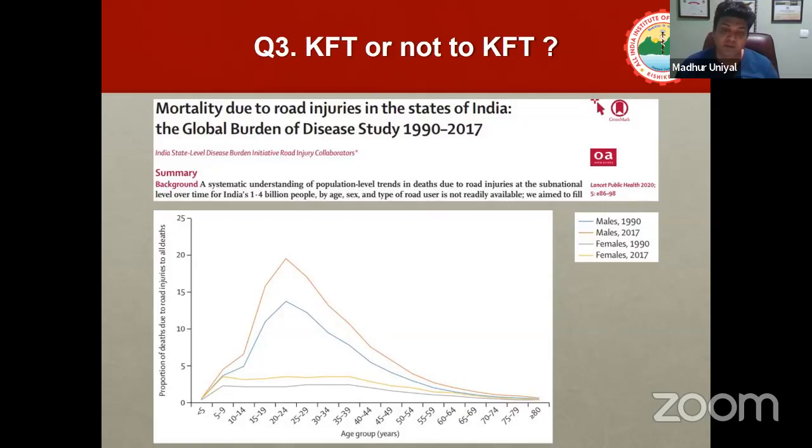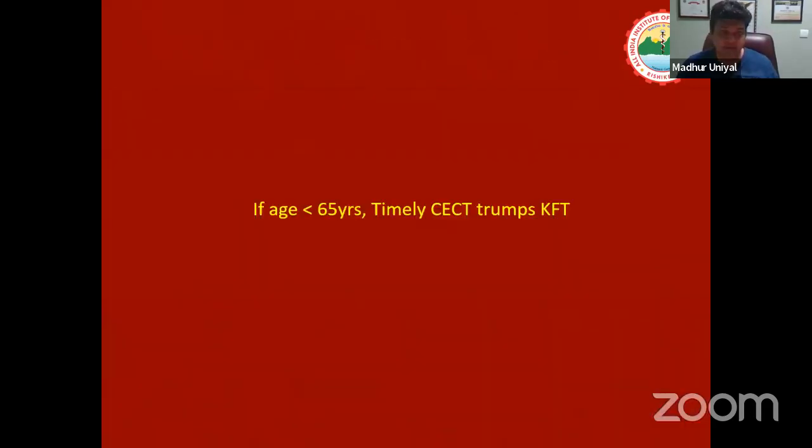All of you are surgeons, most of you would be dealing with trauma. You would seldom see an elderly person or a very small child. Of course, they are there, but the percentage is very less. So when we consider this fact of age and pit it against the incidence, it becomes much less than 5.1%, and much less significant. So the take-home message in trauma is that if age is less than 65 years, timely CECT trumps KFT. You can go ahead, get a CECT done. More often than not, you'll be out of trouble.